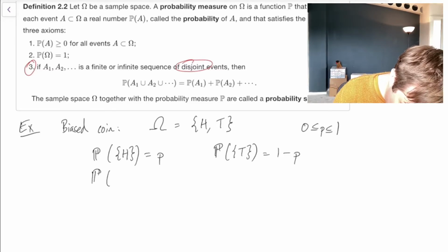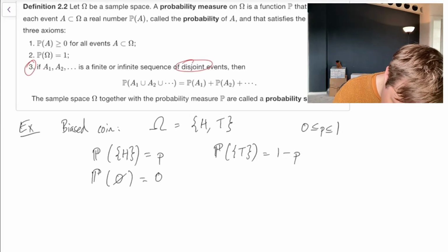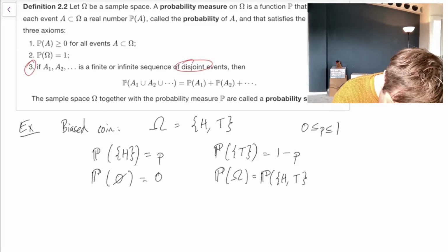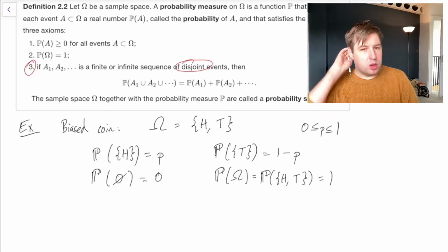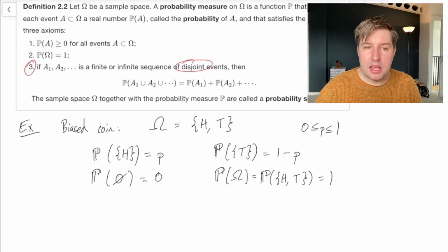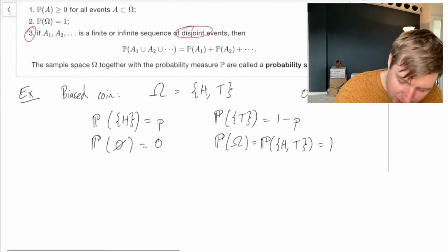But those aren't all the events. There's also the empty set event. You perhaps won't be surprised I'm going to say the probability of that is 0. And there's the probability that something happens, or if you prefer, the probability that we get either a head or a tail. I'm going to say that's 1. Now, I claim that this probability measure that I've just written down here obeys the 3 axioms. Well, let's check the 3 axioms.